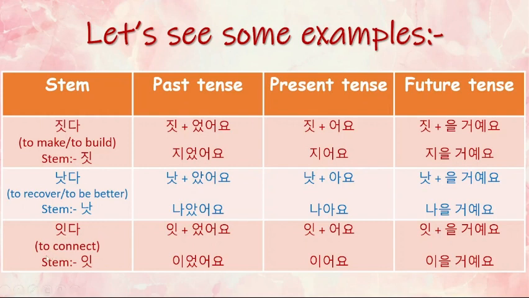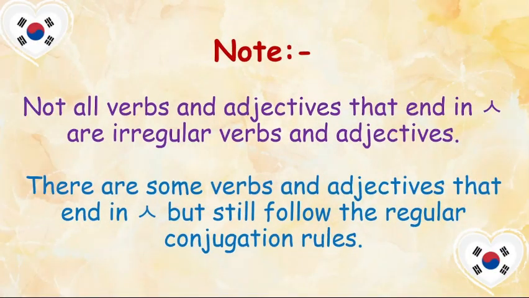This means to connect. Stem kya hai? It ends in sheer. Okay, very fast we are going to do this. It will become iasoyo in the past tense, ioyo in the present tense, and irkoyo in the future tense. Okay, very easy to understand. Okay, now remember one thing, very important. Not all verbs and adjectives that end in sheer are irregular verbs and adjectives.